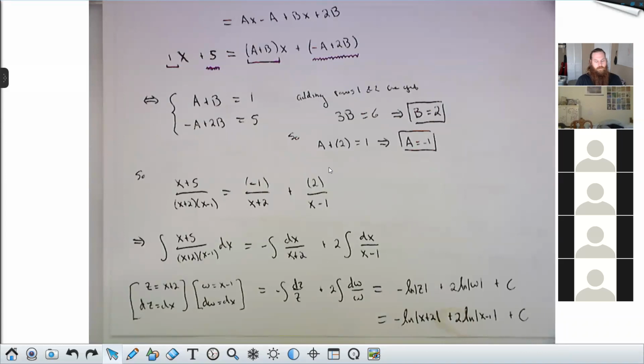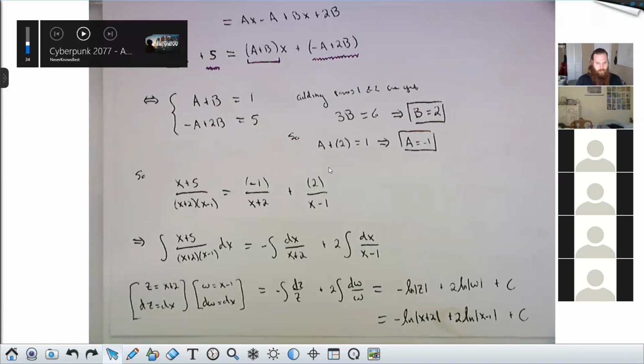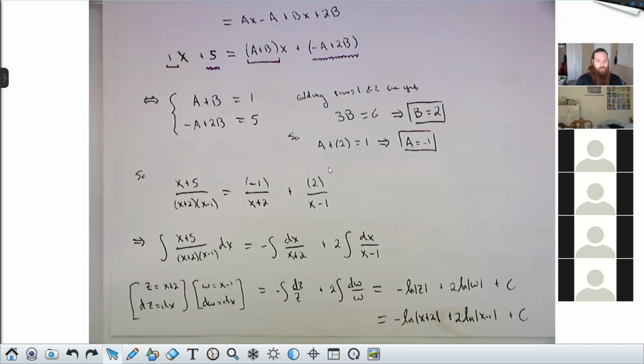When we have a simple linear function on the bottom, is it always going to be ln of that simple linear function? Kind of. I recommend actually making the substitutions here. If there's a number in front of x, like 2x plus 5 or 3x minus 1, then you're going to get a constant factor out from the differential.